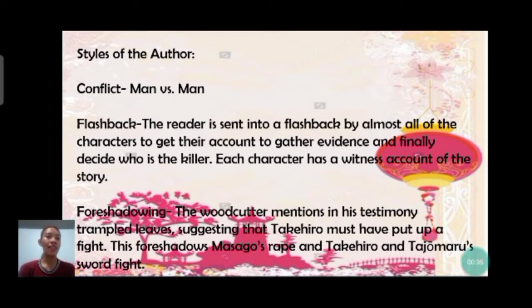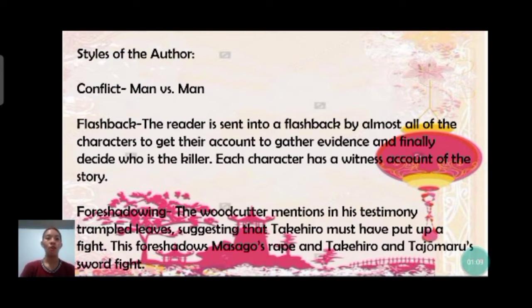Second is the flashback. The reader is sent into a flashback by almost all of the characters to get their account, to gather evidence, and finally decide who is the killer. So each character has a witness account of the story. For example, in the confession of Tajimaro, according to him, he set a flashback on how he lied to Masago and Takahiro about the things he wanted to sell at a low price. But according to him, it was just a show to get what he wanted, and this was to rape Masago.